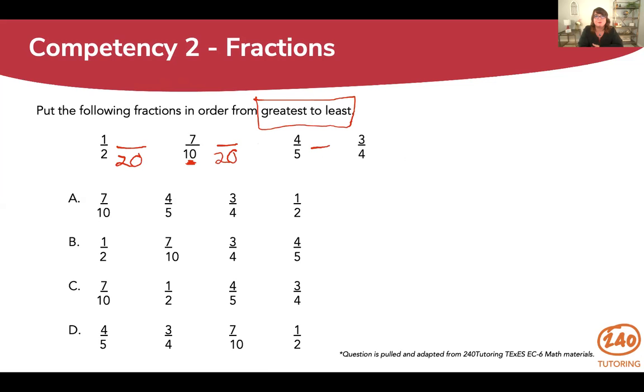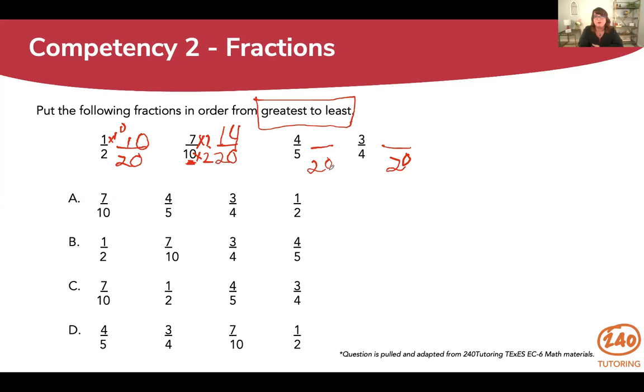You didn't know all this math was going to connect together today, did you? All right, so we're going to trade these all into 20ths. So 2 times what would be 20? Times 10. So 1 times 10, 10 20ths. 10 times 2 would be 20. So if we multiply by 2 down here, we multiply by 2 up here. 7 times 2 is 14 20ths.